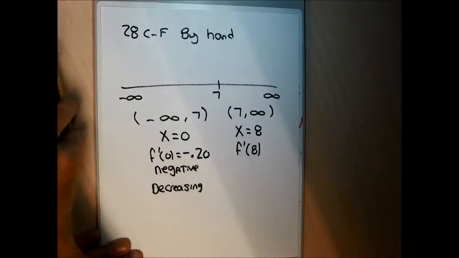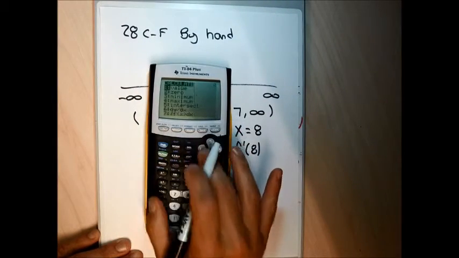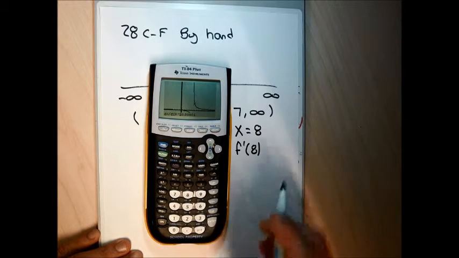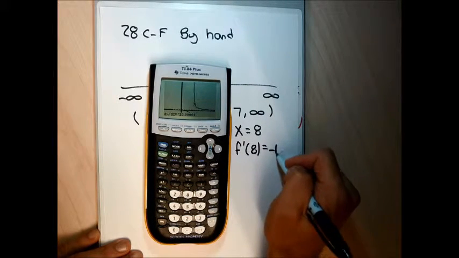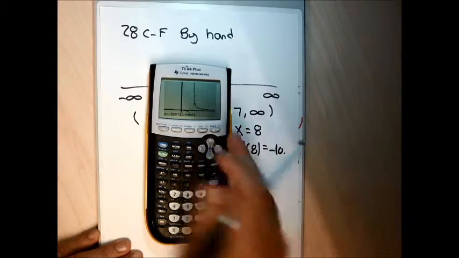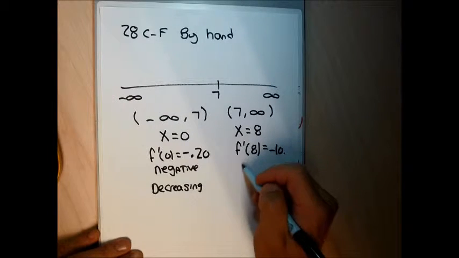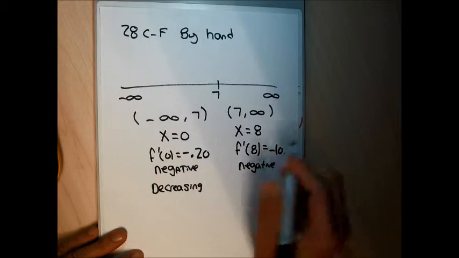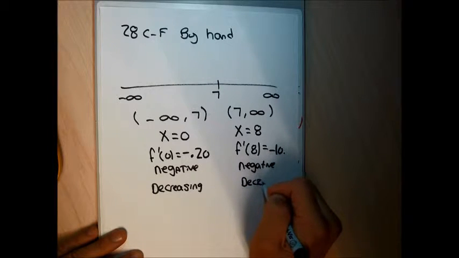In the next interval, I'm going to go second calc, go down to dy dx, and when I plug 8 into the derivative, I get negative 10.001. I don't care exactly what the number is, I just care about the sign of the number. The fact that I got a negative number tells me the graph is decreasing in that interval.